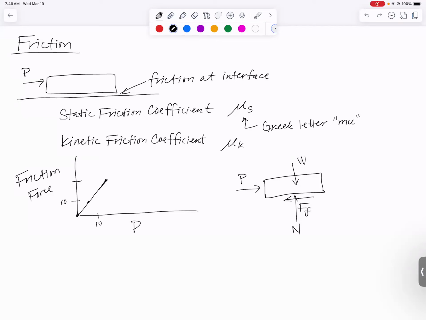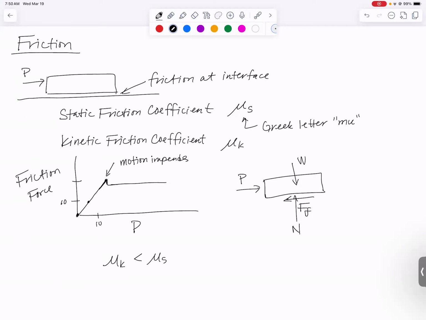And once you start sliding, we actually observe a little bit of a drop in the friction force. So this is the point where motion impends, it's just about to start sliding. You'll have your max friction. If you push any harder at all, it's going to start sliding. And once it starts sliding, the friction force actually drops a little bit because this kinetic friction coefficient is a little bit smaller than the static friction coefficient.